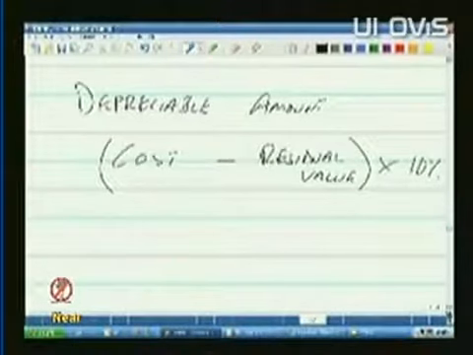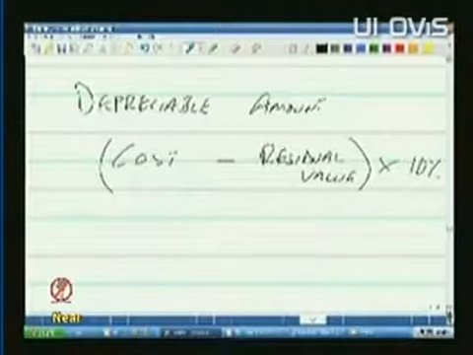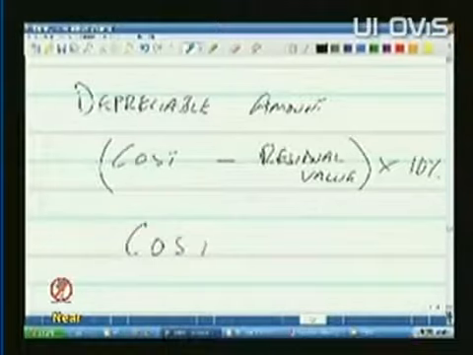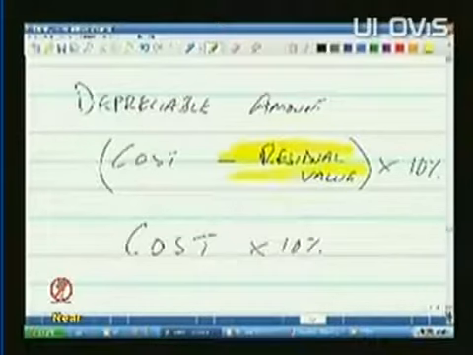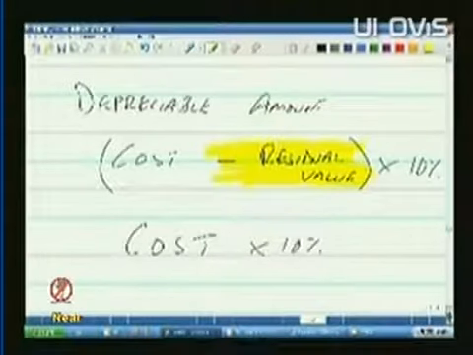So the depreciable amount is cost minus residual value. Now, you may wonder why I'm making a big issue out of this. The reason is that in the certificate in IFRS that many of you will be going on to do, this is quite often one of the most common mistakes that people make. When they're dealing with assets and depreciation, they tend to simplify it and just take it as cost times 10%. Just remember that you have to take into account any residual values in that.